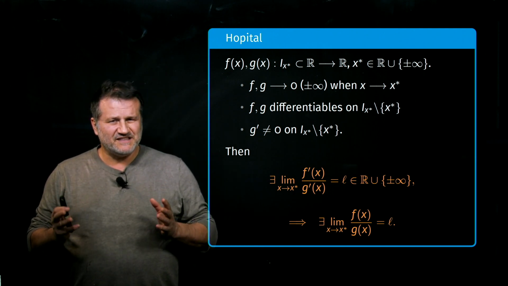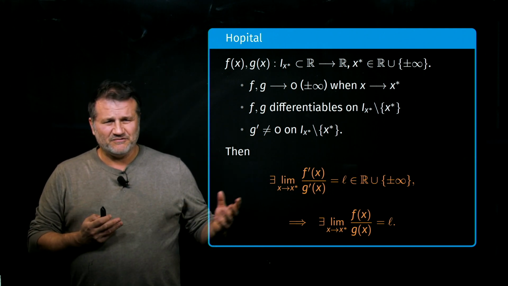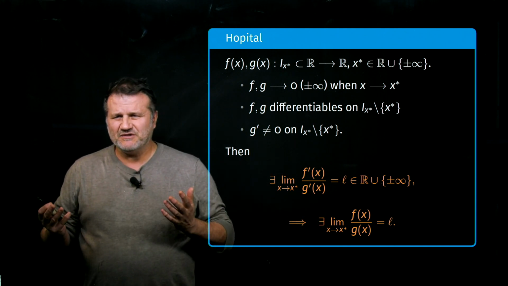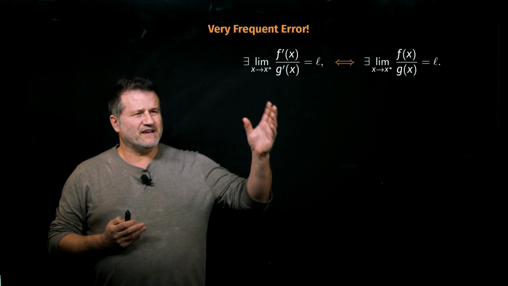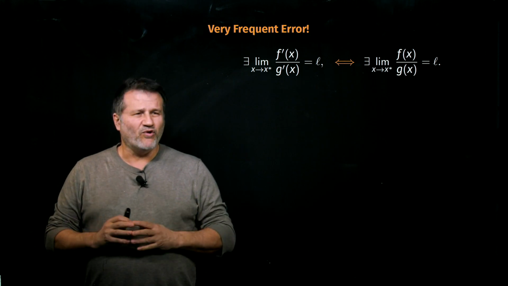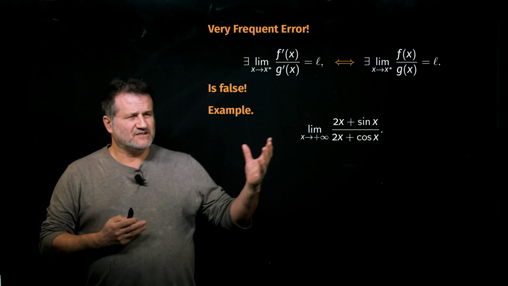A very common mistake is to think that the limit of the ratio of the functions and the limit of the ratio of the derivatives are just equivalent. So one of them exists if and only if the other exists. This is entirely false. Let's show this through an example.